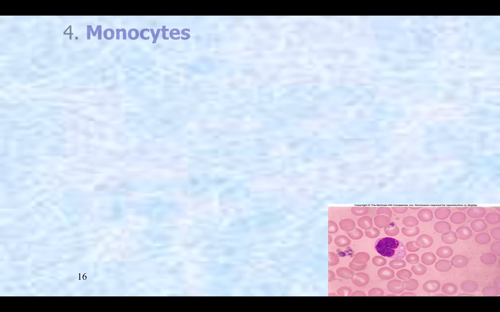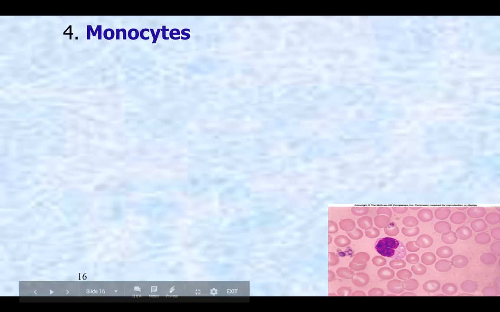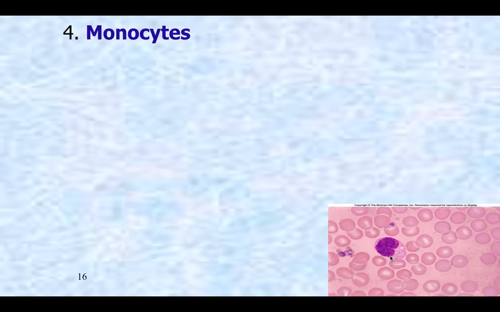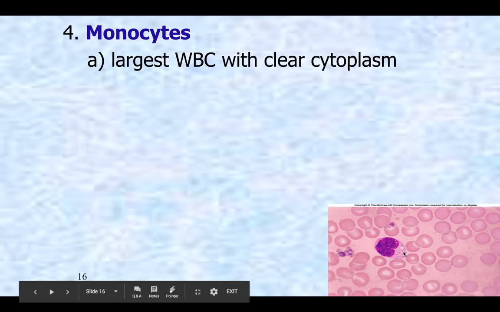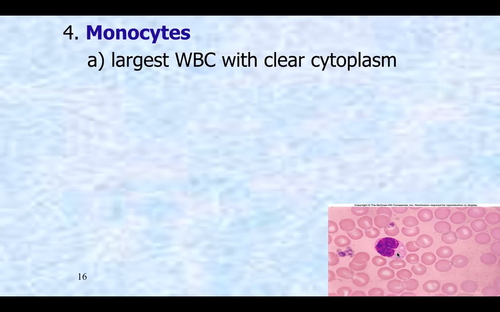Our fourth type here then is a monocyte, and right away, let's look at the nucleus, and I do see a U shape, but I don't see a bunch of granules that are hiding this nucleus like previous. So these are our largest white blood cell, and they have the clear cytoplasm, so we don't see any granules here. And that's our clear giveaway that this is going to be a monocyte.